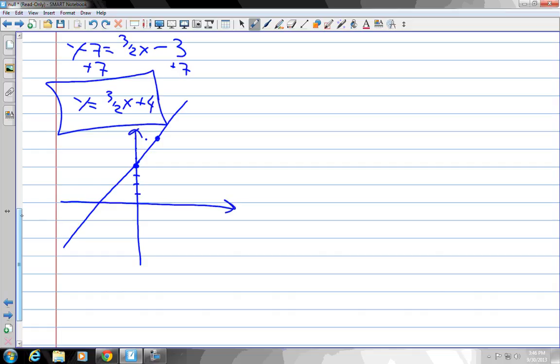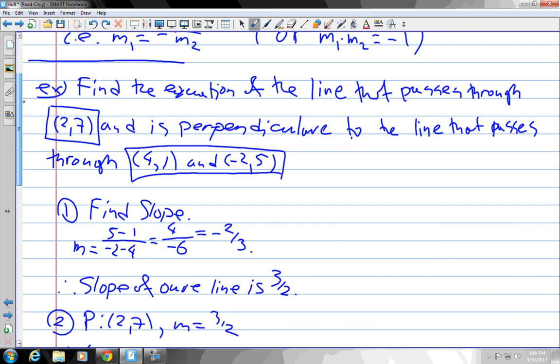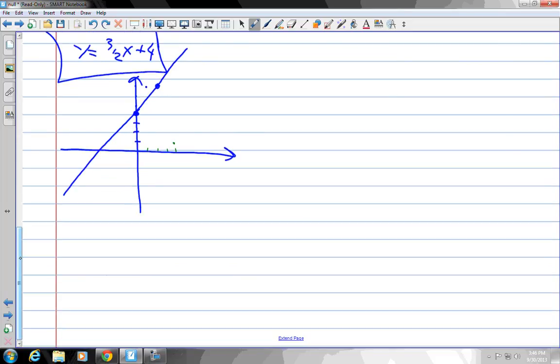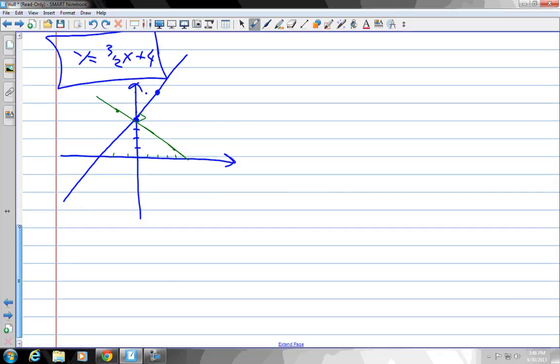Good stuff? Just for fun, you don't have to do that. But if I plot those other 2 points, (4, 1), 1, 2, 3, 4, and 1. And what was the other one? Negative 2, 5. So 1, 2, and then 5. And I connect those. It almost looks perpendicular. That's a pretty good perpendicular attempt without using any kind of graphing paper. So yeah, those two lines will come out perpendicular. Good?